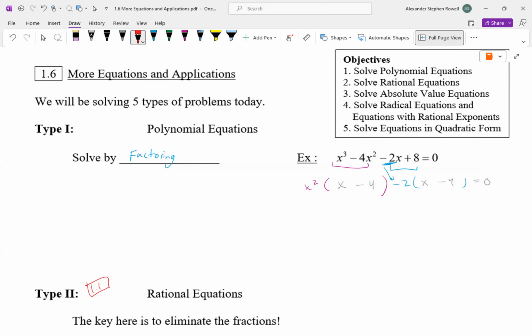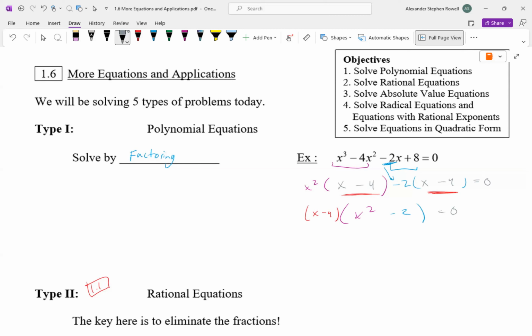If I have 4 terms, does grouping always work? Guaranteed? No. How do you know if it works? The x minus 4 binomial is the same for each. Then we can factor out that common factor. x minus 4 and what is left over? x squared minus 2 equals 0. Very good.